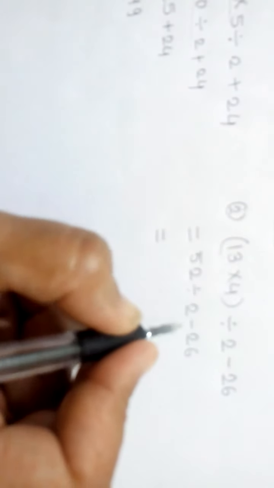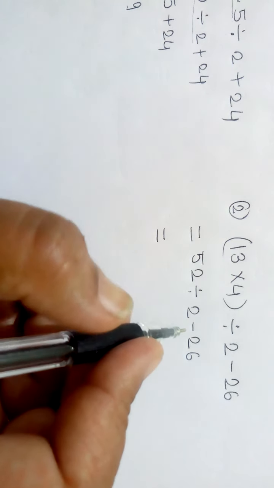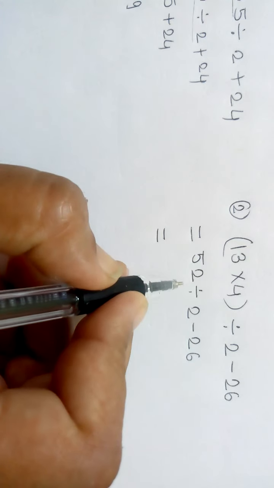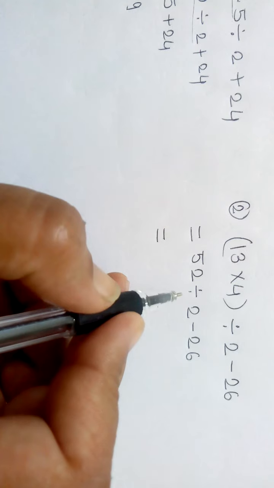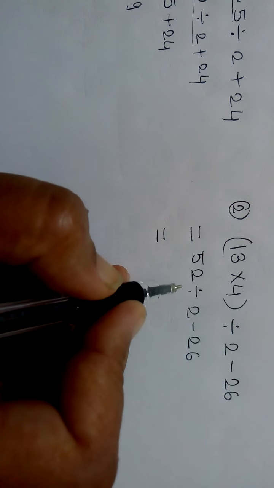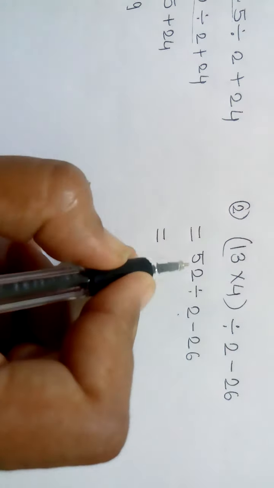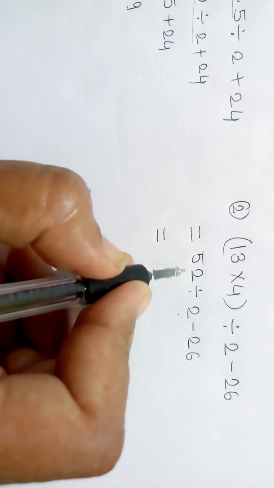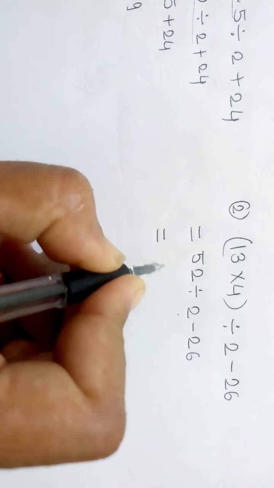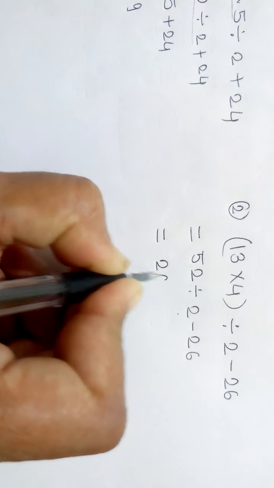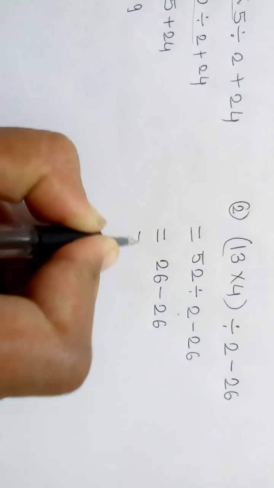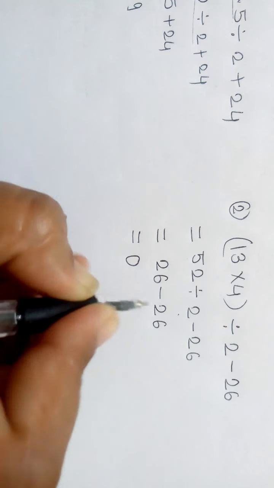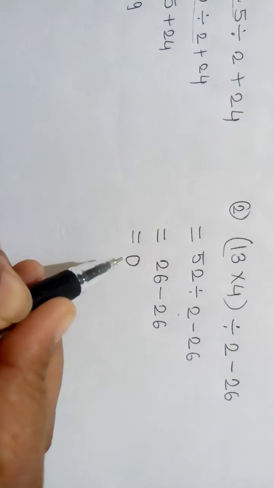Now what will be the next operation? If we follow the rule, then from the left side we have to do multiplication or division if it is there, and then addition and subtraction. Here division is already there, so we will divide it. 52 divided by 2 is 26. So write here 26, and this 26 as it is, minus 26, and 26 minus 26 is 0. So the answer of this expression is 0.